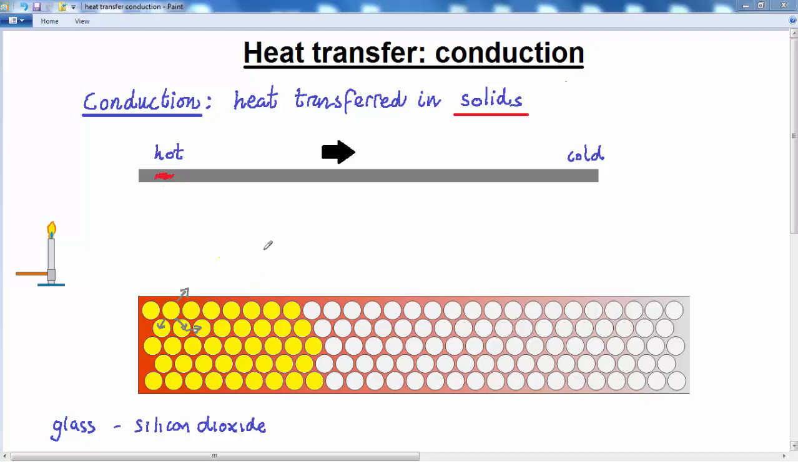However, I would like to point out there's a far better model which uses the idea of free electrons to transfer heat. This is something that you should be familiar with because you've already met these in the area of electricity. We will do that next lesson, but let me just point out to you why we should be looking at this free electron model for the transfer of heat.